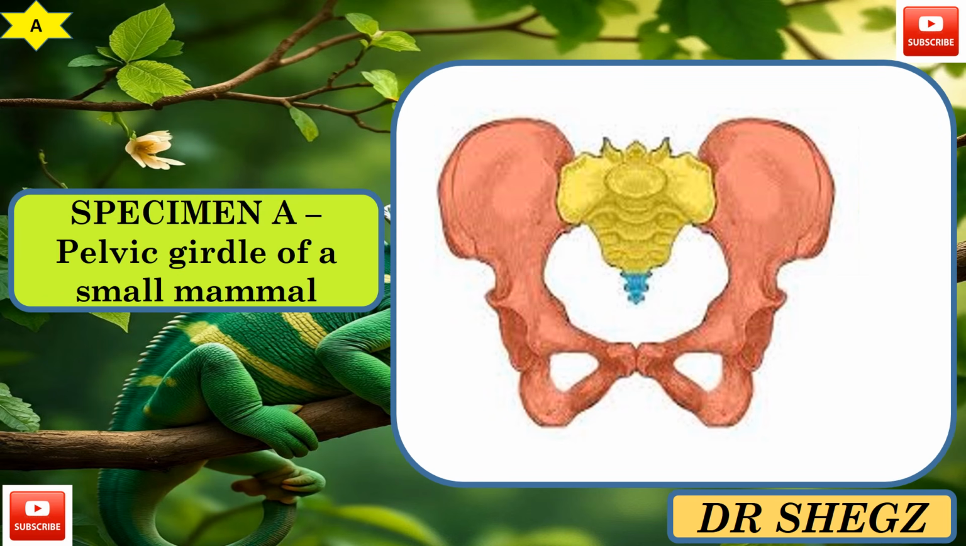Now we begin with the pelvic girdle of a small mammal. This particular picture shows the pelvic girdle, and you can see this yellow part is the sacrum, the sacral vertebra, and you have the caudal vertebra there painted in blue.